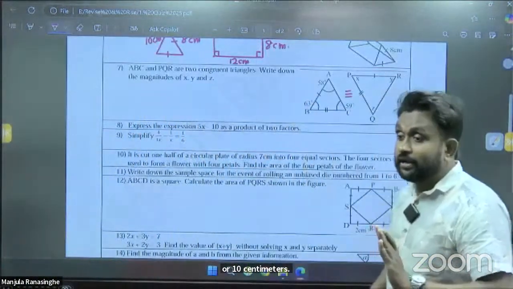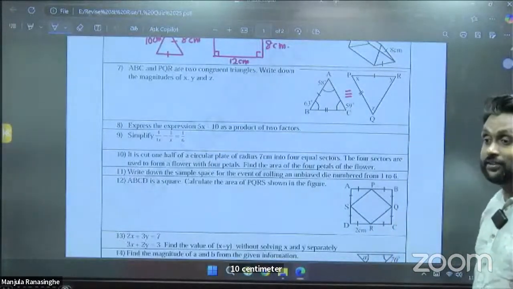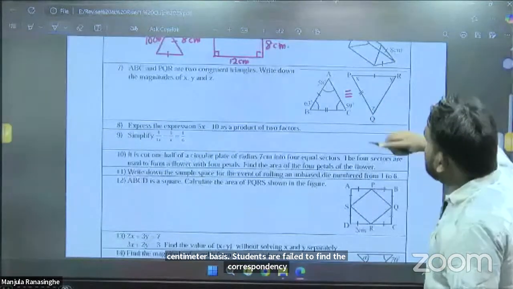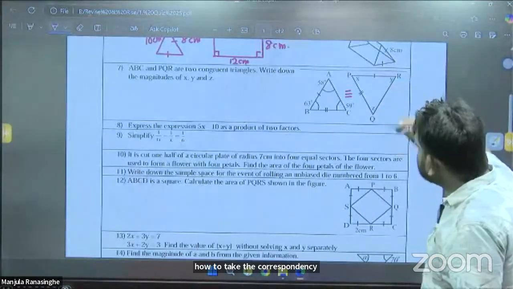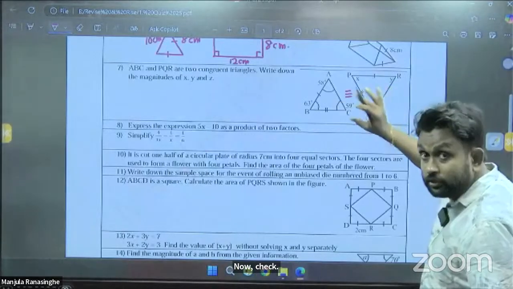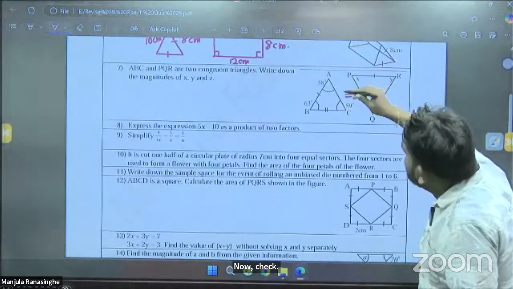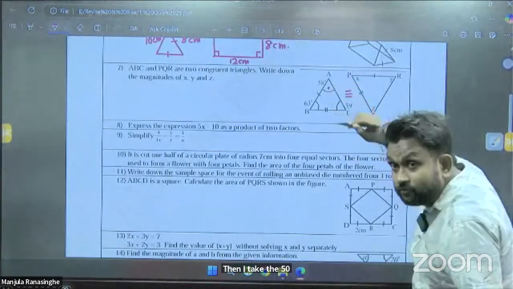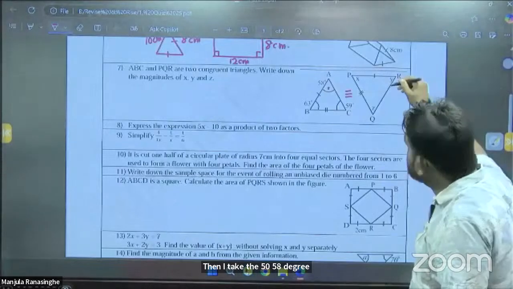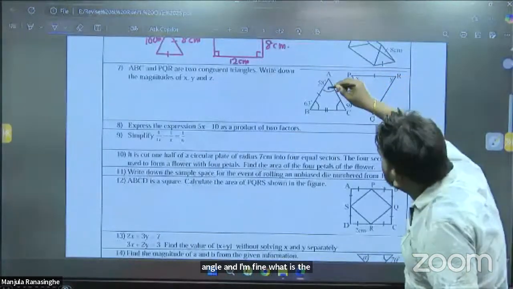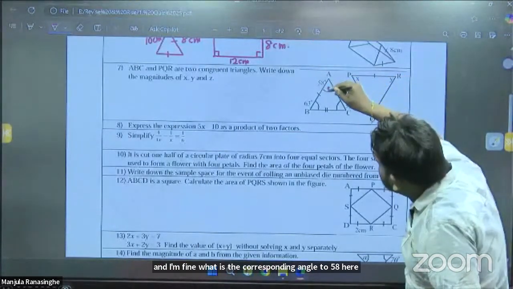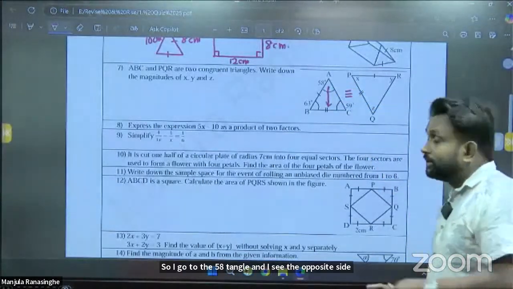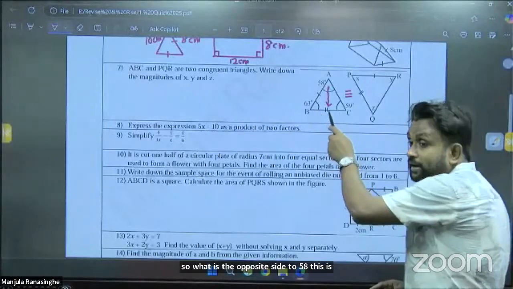Students fail to find the correspondency. How to take the correspondency? Now check. They are congruent, equal. Then I take the 58 degree angle and find the corresponding angle to 58 here. So I go to the 58 angle and I see the opposite side. What is the opposite side to 58? This is the BC side with 2 marks.